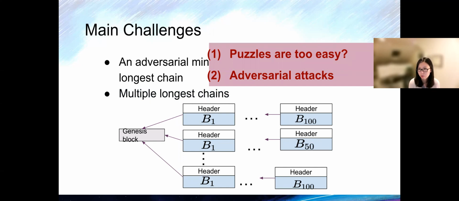The first one is the puzzle difficulty level. In fact, this is a fundamental truth of probabilistic mining. No matter how difficult the puzzle is, it is sure that at some round there will be multiple chains. But by setting the difficulty level to be high, we are able to control the possibility of such multiple longest chains in a given round. The second reason is the adversary attack, and this is relatively easy to understand.